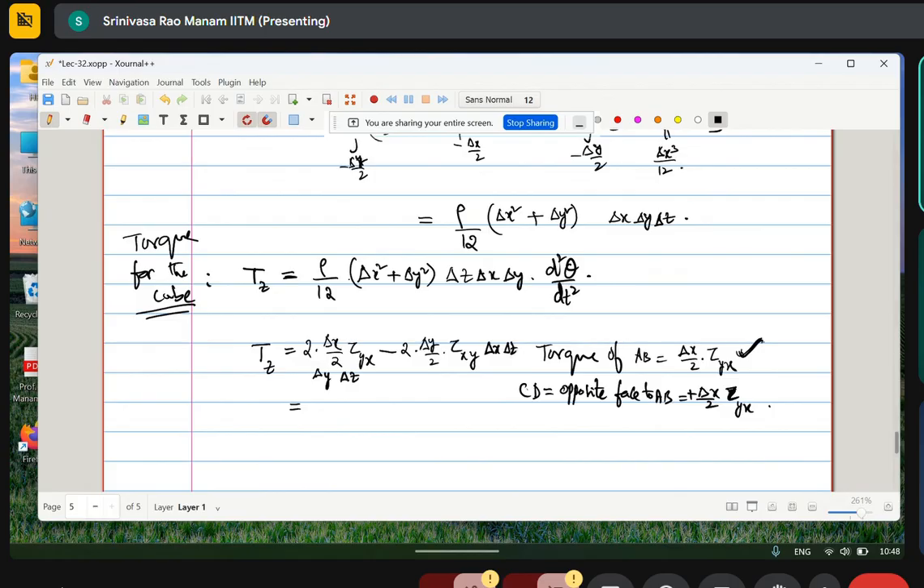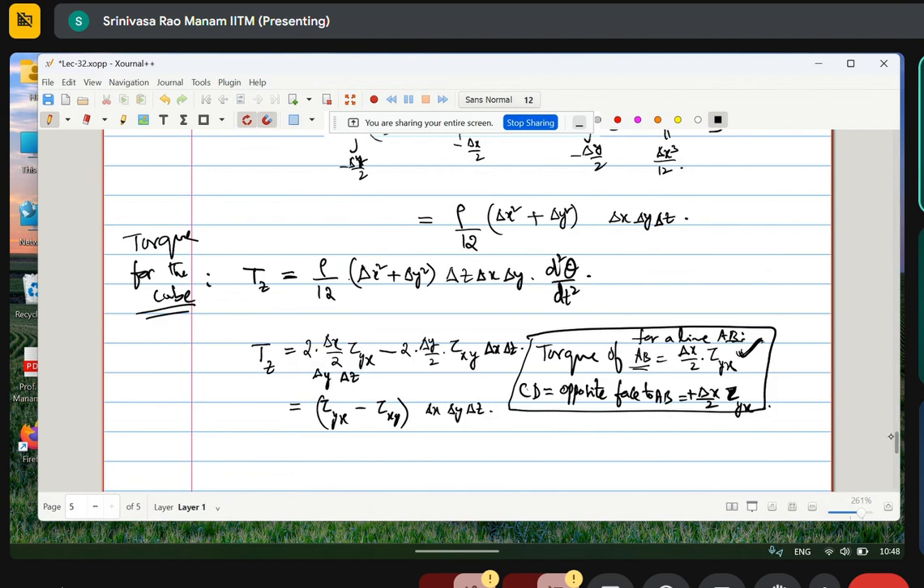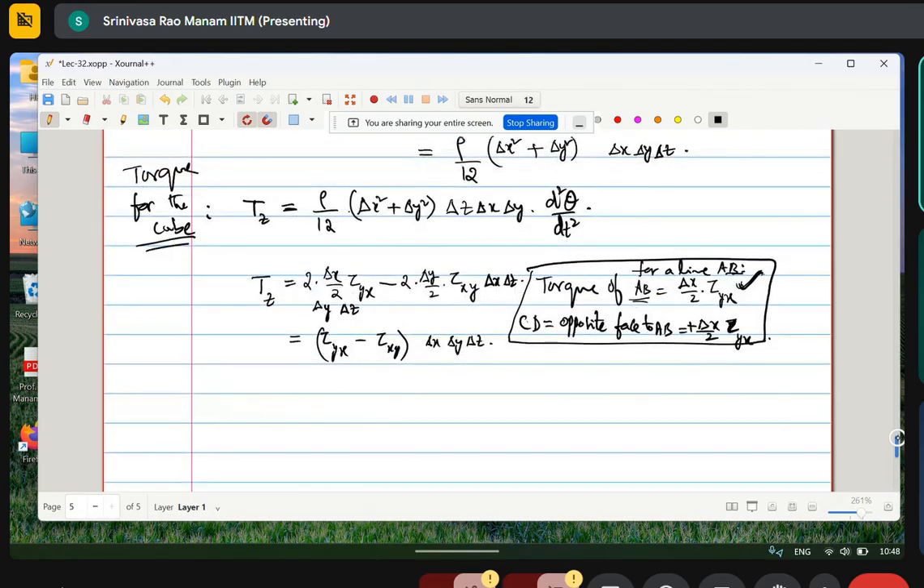So what is this one? 2 gets cancelled. So finally you will get tau YX minus tau XY times delta X, delta Y, delta Z. Okay, so this is separate, just for your calculation for a line AB, CD. Only for line AB we are doing. This is one dimension. That's why you added delta Y, delta Z for the full cube, into whatever you calculate for a line. You accounted for the full 3-dimensional thing.